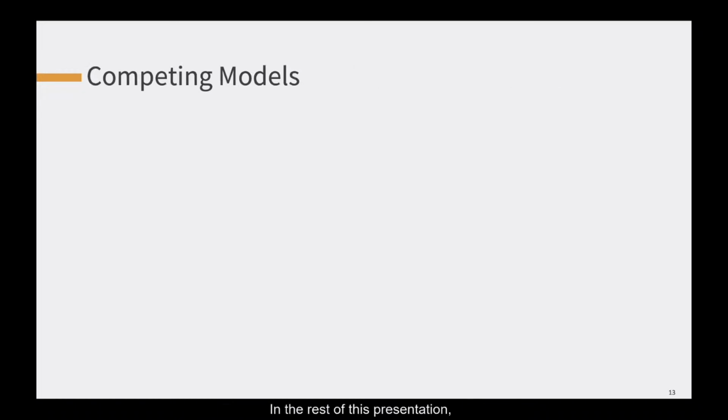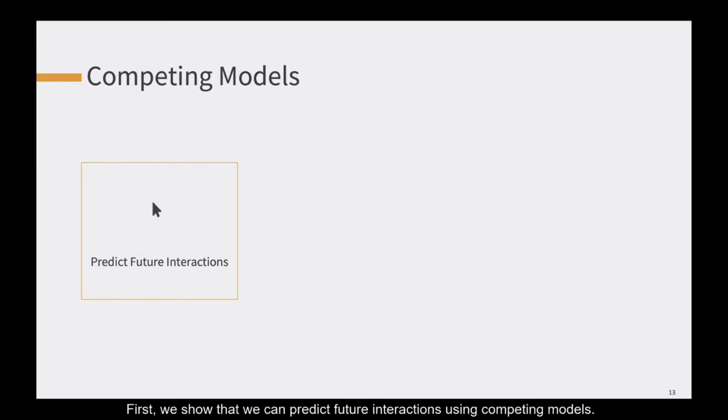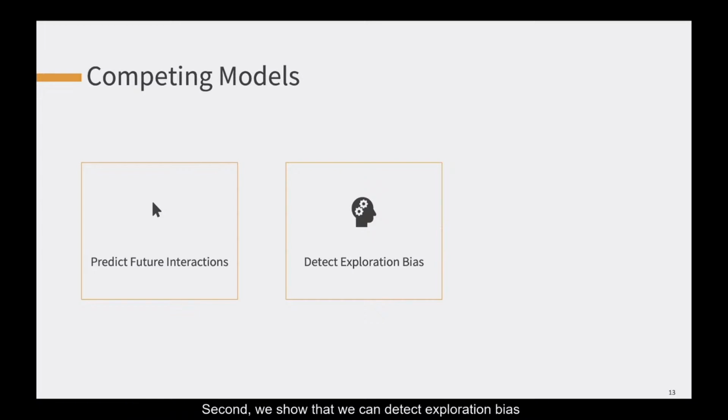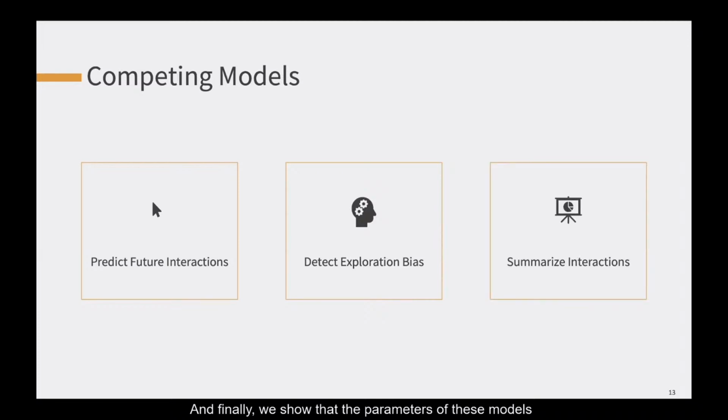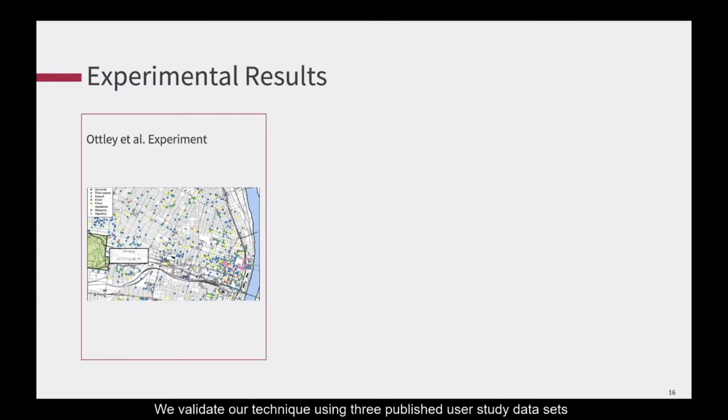In the rest of this presentation, we use these competing models in order to accomplish 3 things. First, we show that we can predict future interactions using competing models. Second, we show that we can detect exploration bias with these competing models. And finally, we show that the parameters of these models summarize interactions. We validate our technique using 3 published user study datasets with different characteristics.